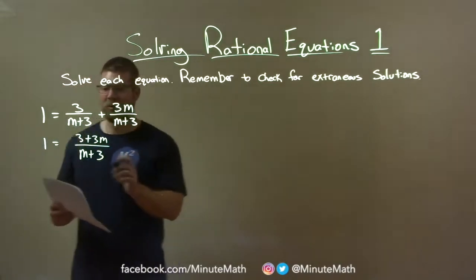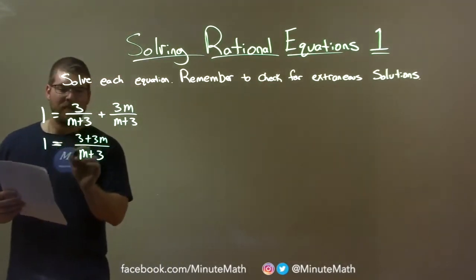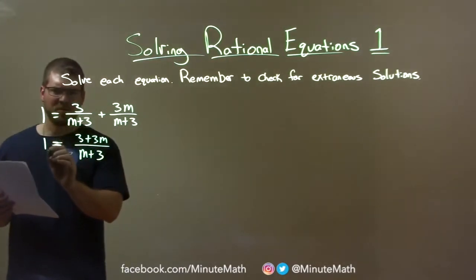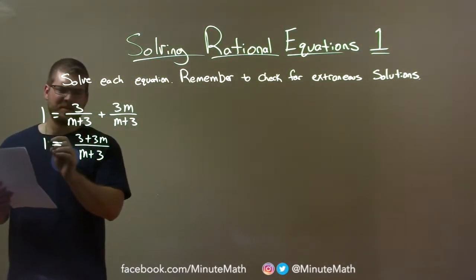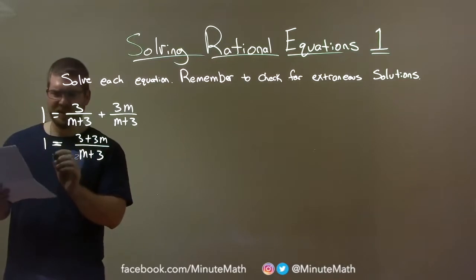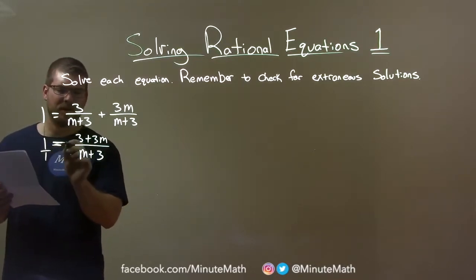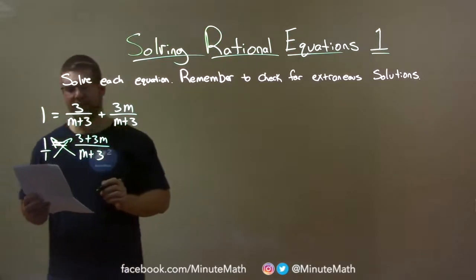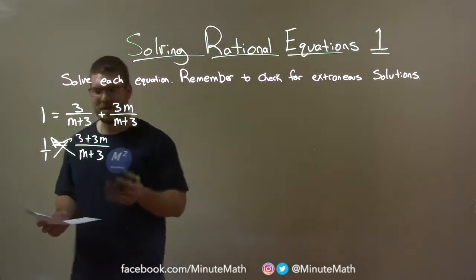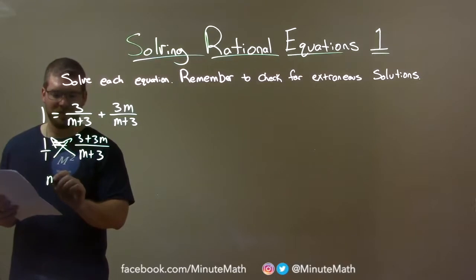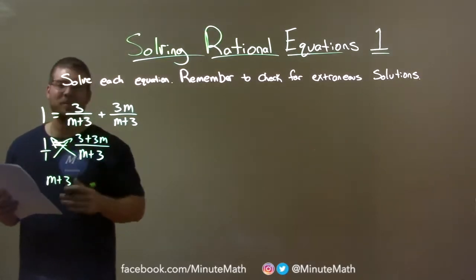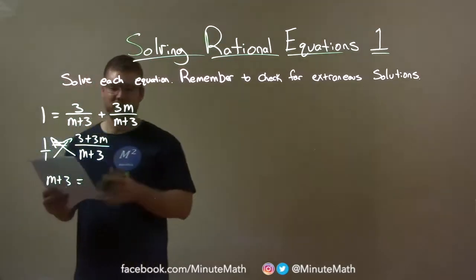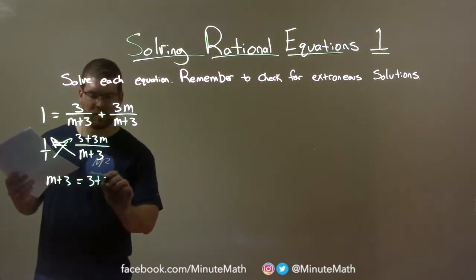Pretty straightforward. Now, this fraction is hard to simplify, but we know 1 is 1 over 1. We can write it like that if you want to see it that way. It really depends on how you want to see it. We can do what's called cross multiply. Luckily it doesn't really change much. It just brings the m plus 3 to the left. And m plus 3 times 1 is m plus 3. And 1 times 3 plus 3m is 3 plus 3m.